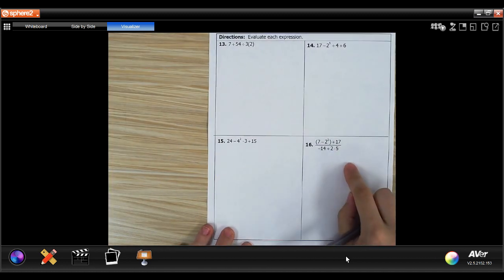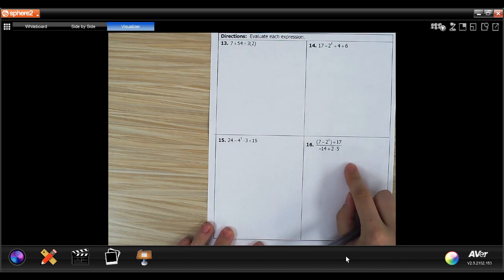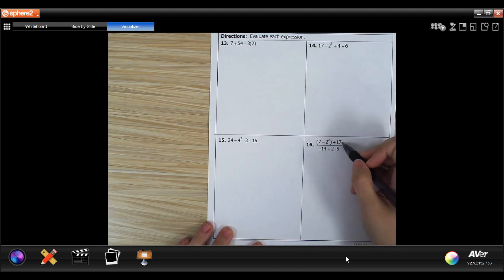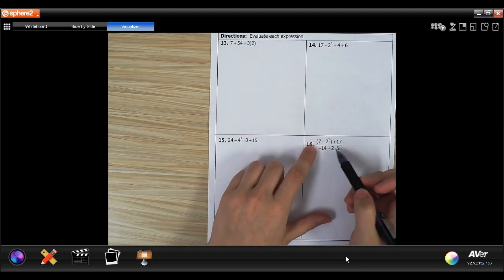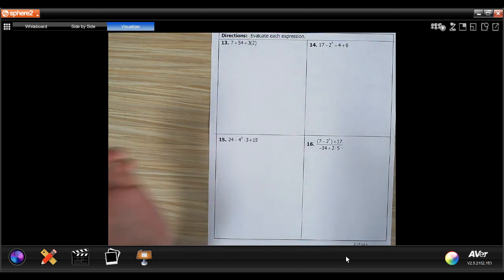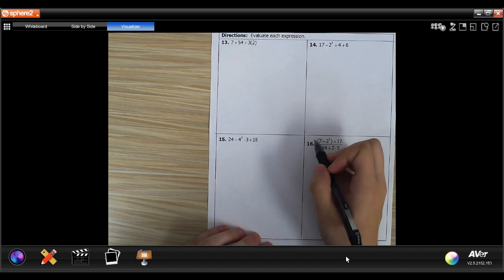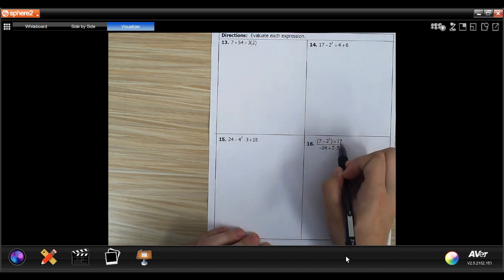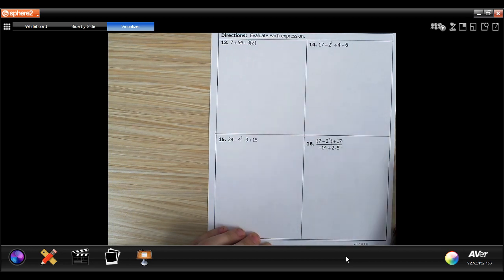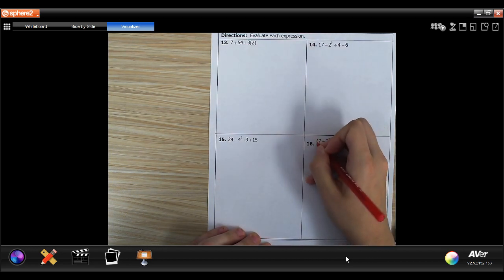I want us to look at 16 because this is the most common mistake I see. When we have operations in the numerator and the denominator for a fraction, this is like we have groupings. So we have to do them separately before we can actually divide this fraction. So I'm going to focus on the numerator to start. We have 7 minus 2 squared plus 17. And there's parentheses right here. So I have to do these parentheses first.